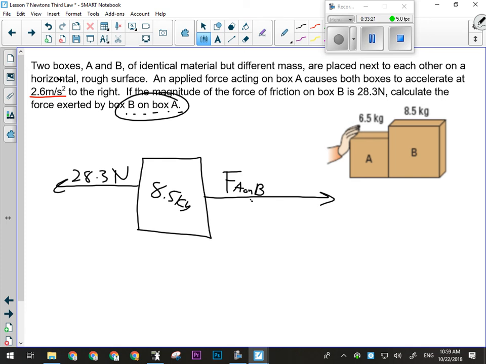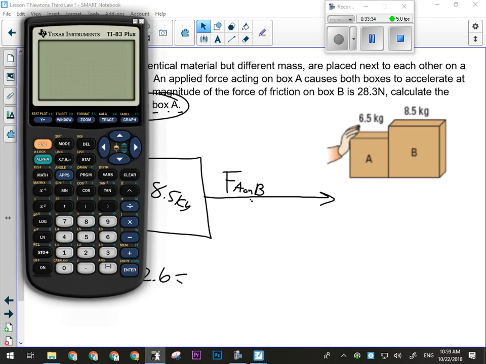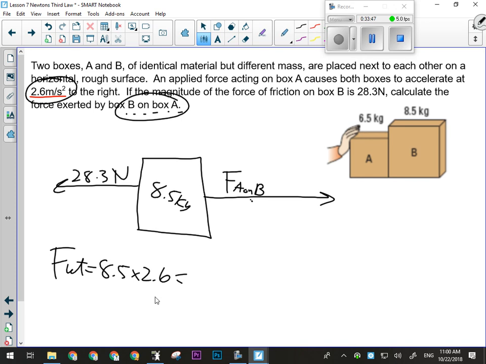I also know the acceleration, which means I can find the net force acting on box B. So I'll go 8.5 times 2.6, and I'll have my net force. So the net force acting on box B is 22.1 kilograms. Sorry, I said kilograms, it's supposed to be newtons, 22.1 newtons.